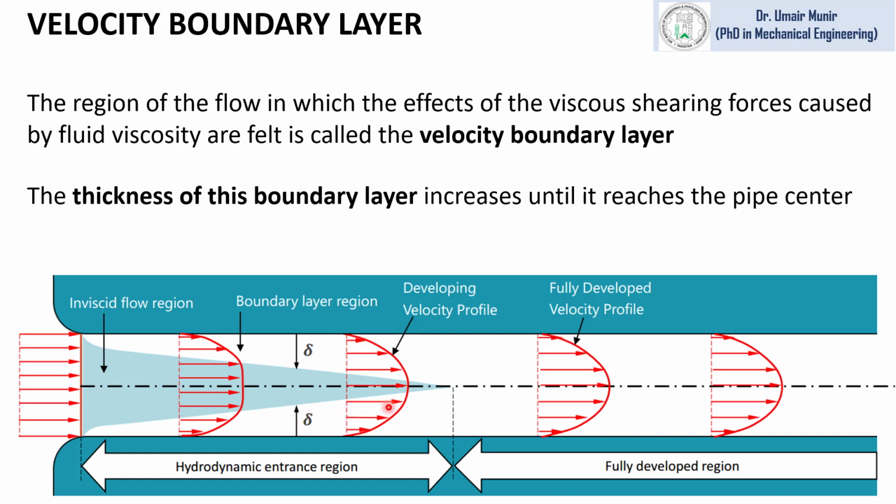This thickness reaches its maximum at the pipe center line, where two boundary layers meet each other. This is the point where we enter the fully developed region. In boundary layer, the effect of viscous shearing forces are prominent, which opposes the fluid motion. So they are friction forces or drag forces.